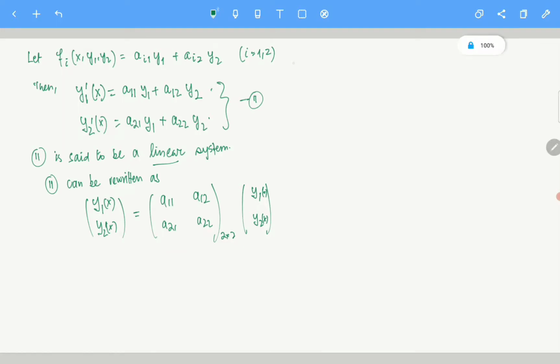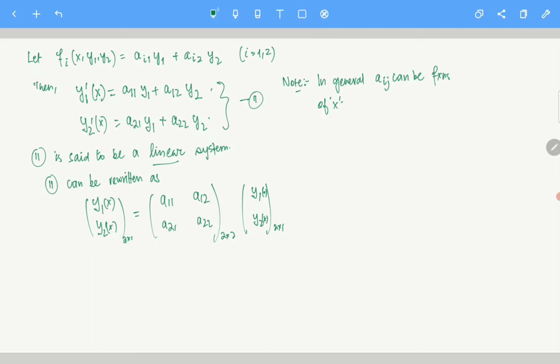So in general, let me put a small note here: aij can be functions of x. Clear? They may not be a function, but they most certainly can be a function of x. Now if I write it like this, this is a 2 cross 1, right? So this is a 2 cross 1.